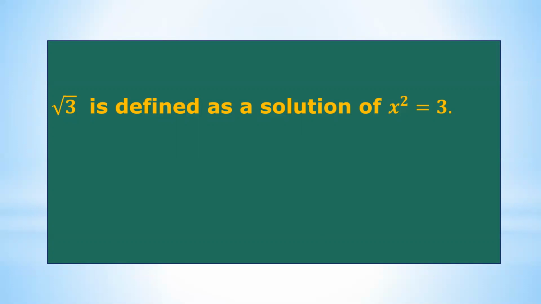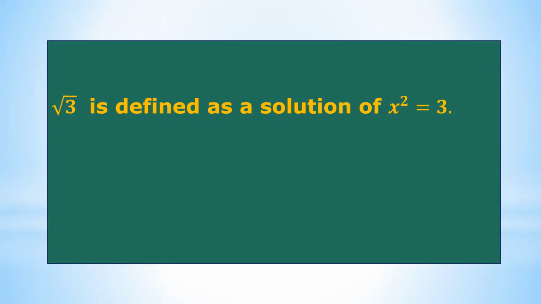Square root 3 is just a symbol, right? It doesn't tell you what this number is, but mathematically, square root 3 can be defined as a solution to x squared equals 3. So when we define square root 3 in this way, there is an immediate question: whether the solution exists.